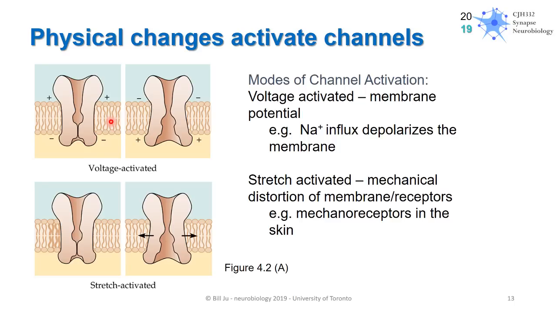It may not seem like a physical change, but it is a physical change that opens up this gate. And this one is a lot more intuitive in terms of physically opening a gate. This is where we are stretch activating. We typically see this on mechanoreceptors within your cutaneous or skin sensory systems. And this is where we physically pull apart the membrane or pull on the membrane, and as a result, it will open up the receptor, allowing ions to flow through.